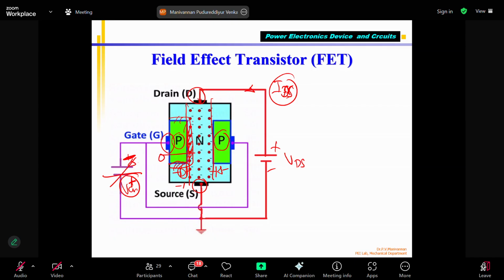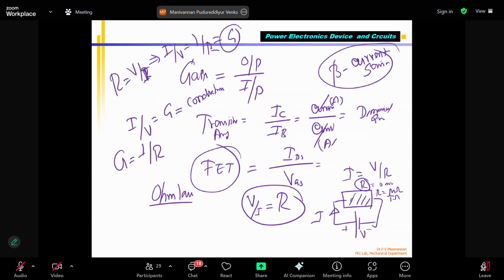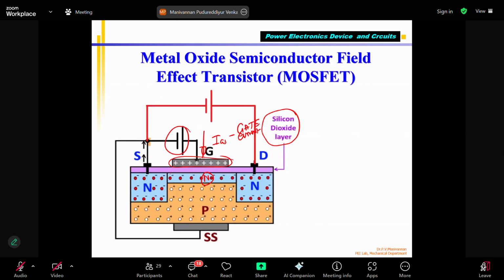If I give more negative voltage, the depletion layer increases, which reduces the channel width. Also, gate current IGS is theoretically 0, but it will be in the order of nanoamps or microamps, because some leakage current is there between P and N, even in a reverse biased diode. But at least there is a possibility of current flowing. But in case of MOSFET, the construction itself is different. You have an insulating layer, above that you give the gate voltage VGS, so IGS cannot flow. Zero current, literally zero current.